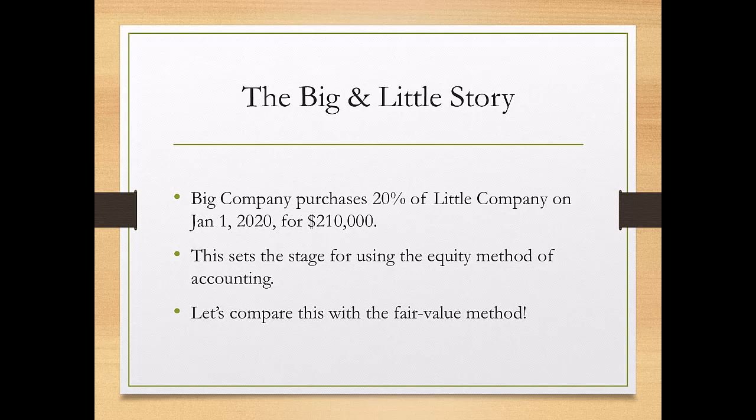Let's start with the story of Big Company and Little Company. Big acquires 20% of Little Company on the 1st of January, 2020 for $210,000. This gives Big significant influence, just enough to trigger the equity method. From here, we'll track how Big records income, dividends, and changes in investment value.